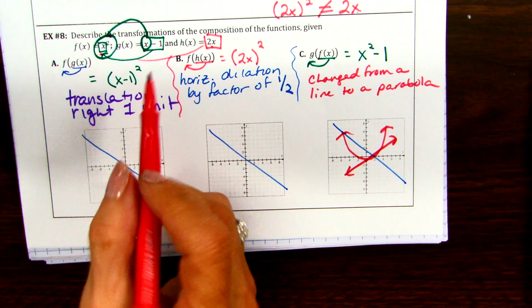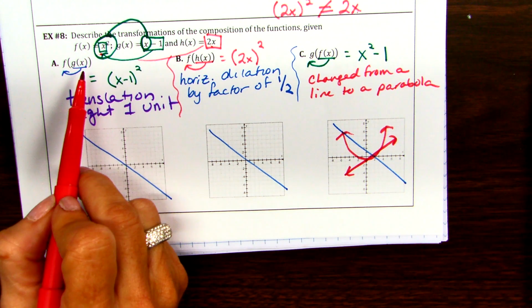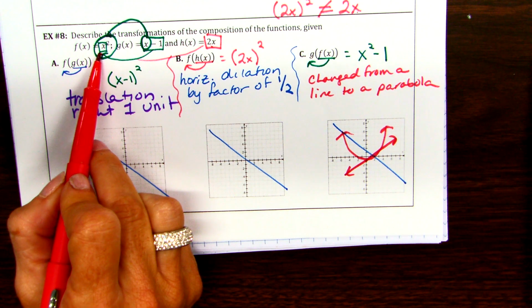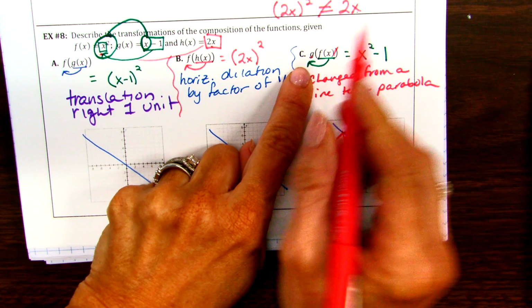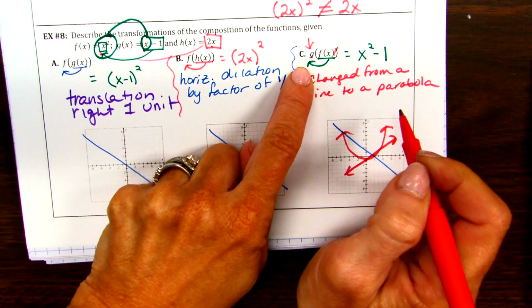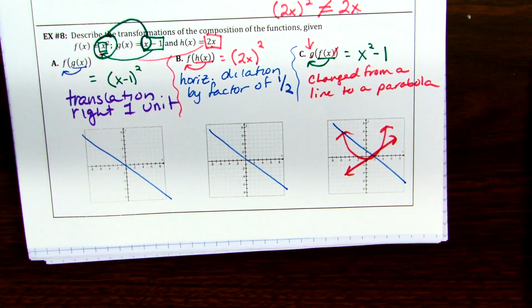G of x is what you're putting in changes the parent. This is the parent function. This is what you're starting with. Just remember yesterday when we did the decomposing.